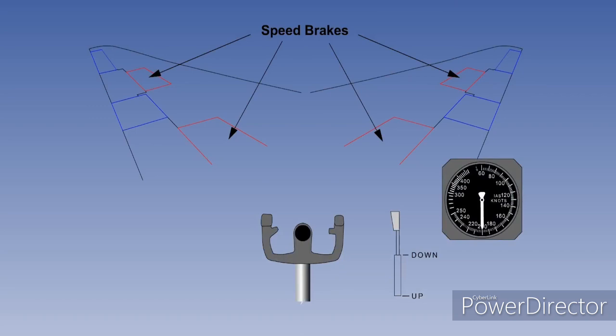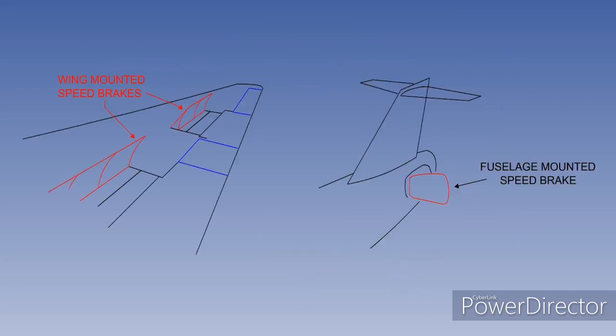When selected by the pilot, speed brakes increase drag. The use of speed brakes increases deceleration and/or gives an increase in the rate of descent without increasing the IAS. There are two common methods of mounting speed brakes: wing-mounted or rear fuselage mounted. Ideally, speed brakes should give an increase in drag without affecting lift or causing a change in pitching moment.